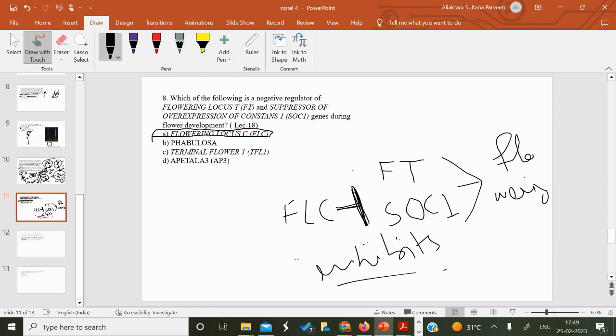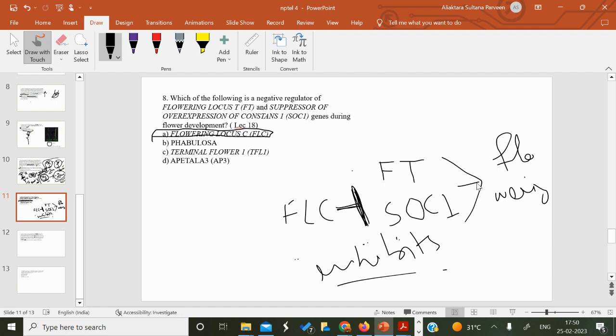So FLC inhibits, so it is the negative regulator. A negative regulator is also synonymous with a repressor. So flowering locus C inhibits or suppresses FT and SOC1, which in turn promote flowering. So by inhibiting these, FLC can actually inhibit flowering itself. Okay, is this clear? Is this clear, anyone?